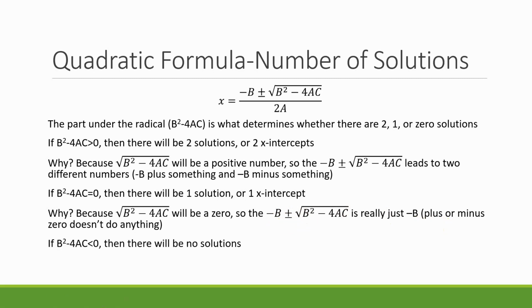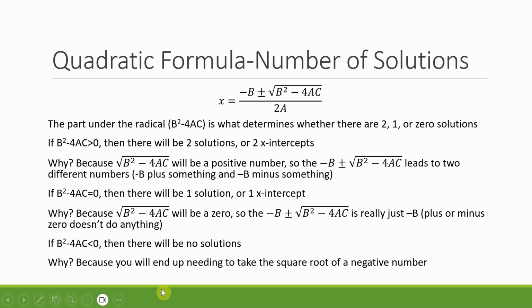Now that last situation, b squared minus 4ac is less than 0, so a negative number, then there's no solutions. And if you're wondering, why is that? Now I'm back to still having to do the plus minus. Well, you can't, because then you end up having to do a square root of a negative number. You can't take a square root of a negative number. It has to be positive or 0. So in that case, there will be no solutions.